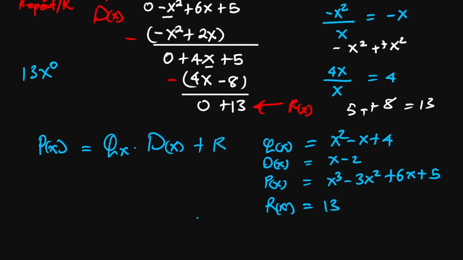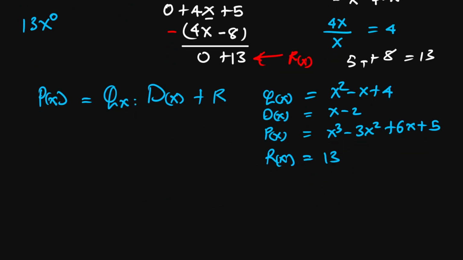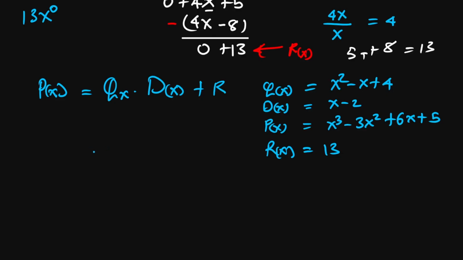Our quotient of x equals x squared minus x plus 4. And our divisor of x equals x minus 2. The polynomial of x equals x cubed minus 3x squared plus 6x plus 5. And our remainder equals 13. Let's try to feed this information into this and see whether the left-hand side will balance with the right-hand side. Just to test.